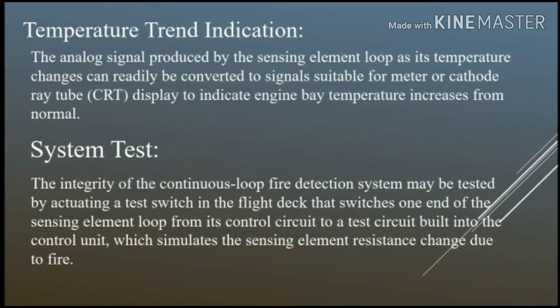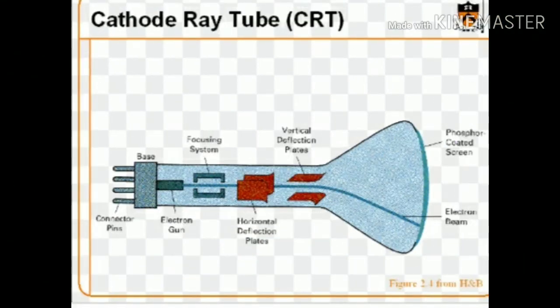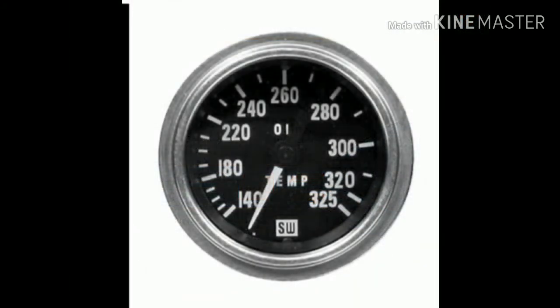Temperature trend indication. The analog signal produced by the sensing element loop, as its temperature changes, can readily be converted to a signal suitable for a meter or cathode ray tube display to indicate engine bay temperature increases from normal.